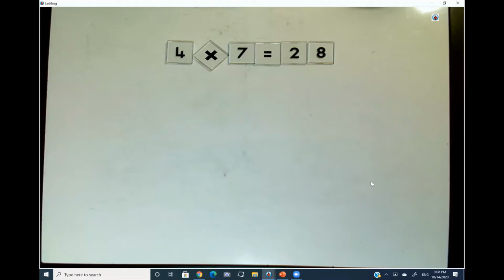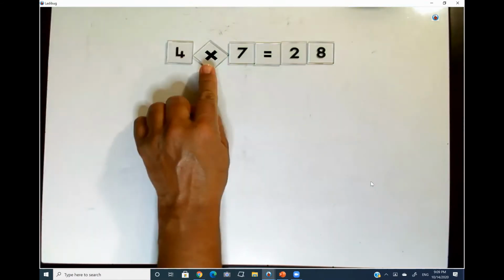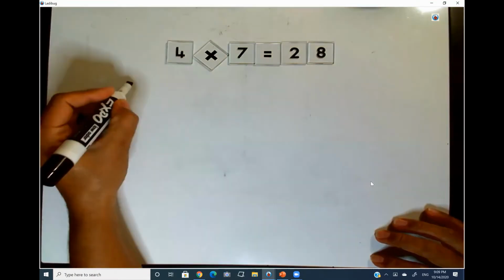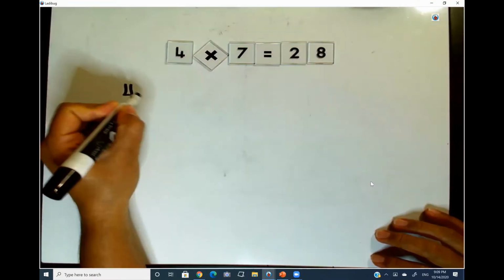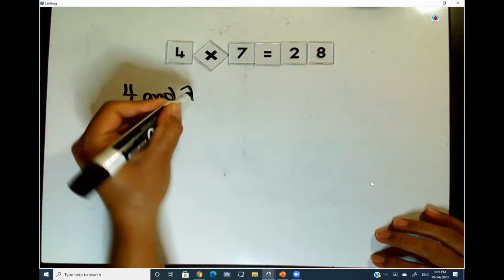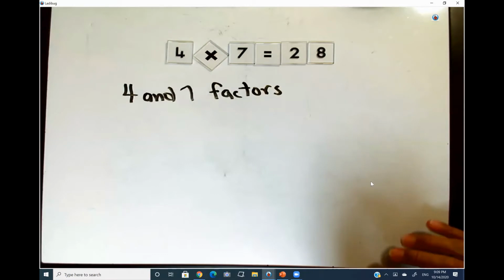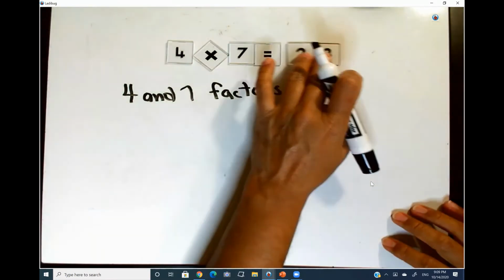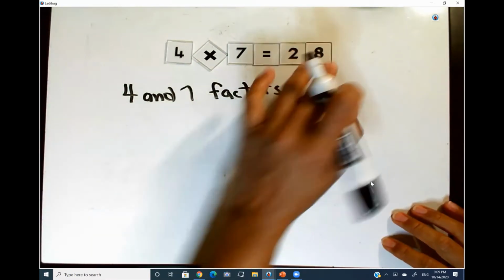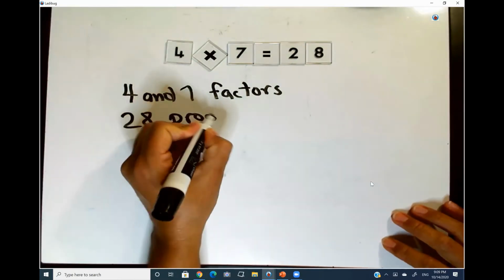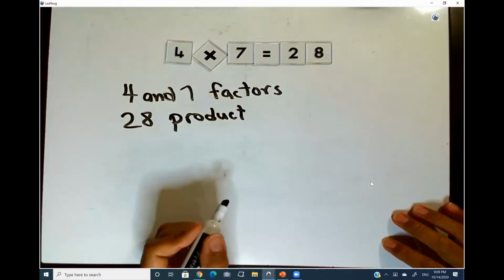The first thing we're going to do is to learn the parts of the multiplication. Now, for example, we have this multiplication here. 4 times 7 equals 28. The 4 and the 7, we're going to call them factors. The factors are the two numbers you're going to be multiplying. Then we're going to have the answer to the problem. 4 times 7 is 28. So 28, we're going to call it the product. So the product is the answer of the multiplication.